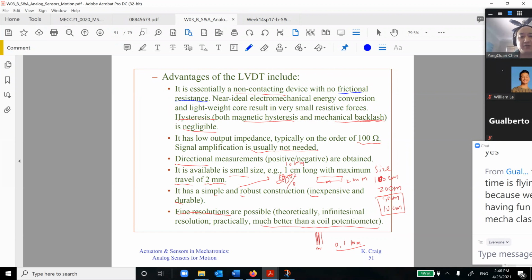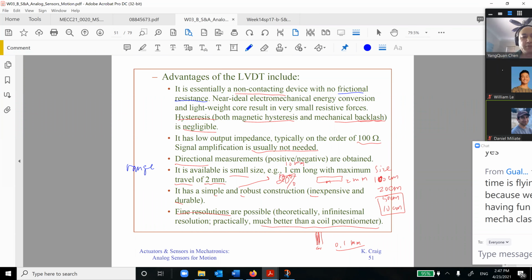In this case, output impedance is lower, like 100 ohm. So it's possible you don't have to use signal amplification because the generated voltage is high enough. Directly you can use it, and it's directional, but the range is small. The range is usually at a centimeter level.